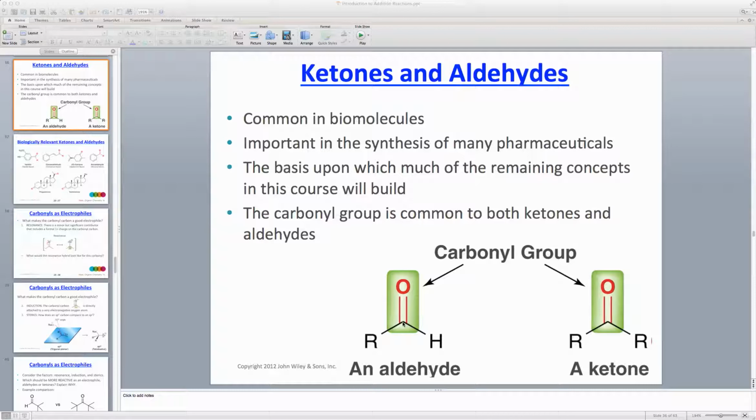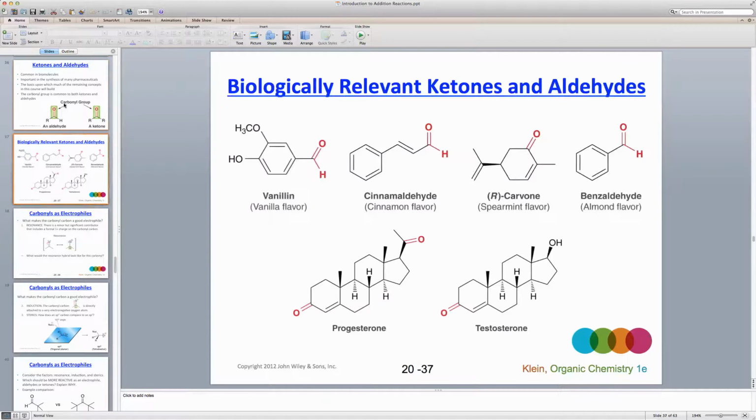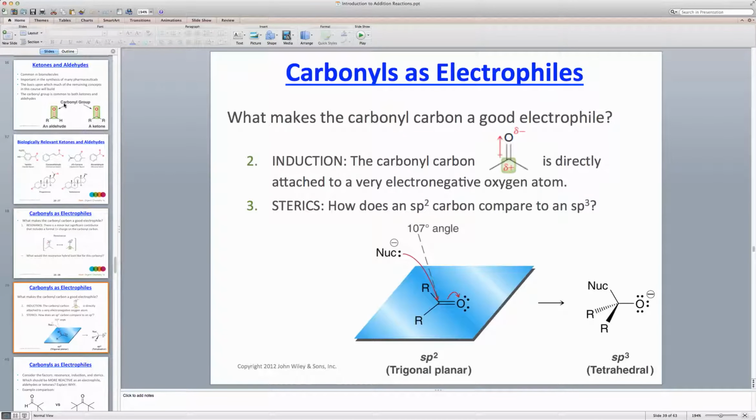Now, one of the interesting aspects of this is that the carbon is sp2 hybridized. So I can have approach of the nucleophile from above the plane as it's rendered on this slide, or I could have attack from below the plane. Because of the hybridization of the electrophile, either of those two approaches are going to be facilitated.